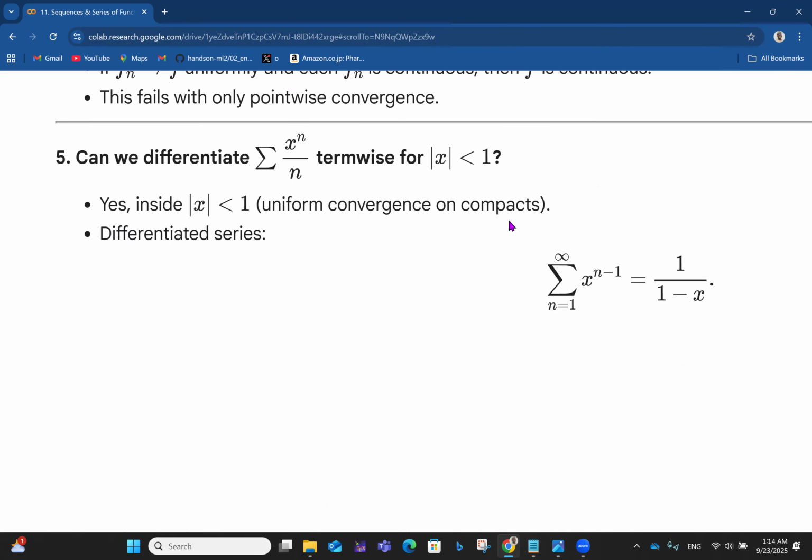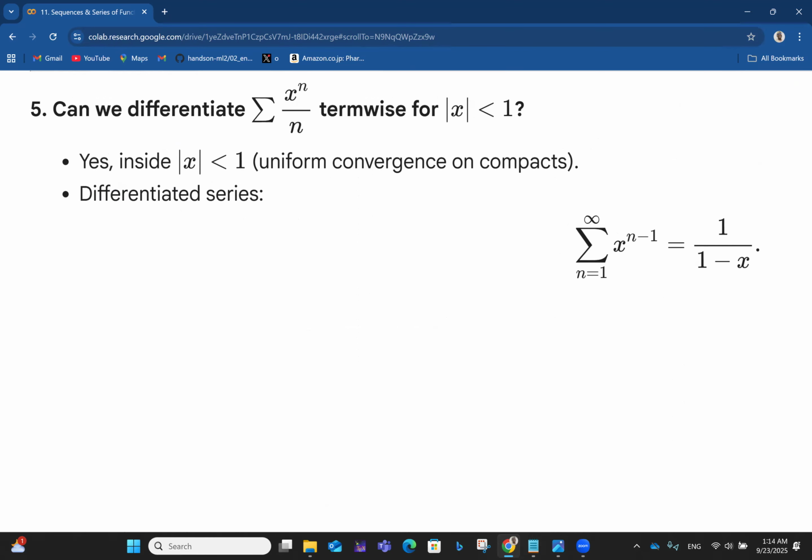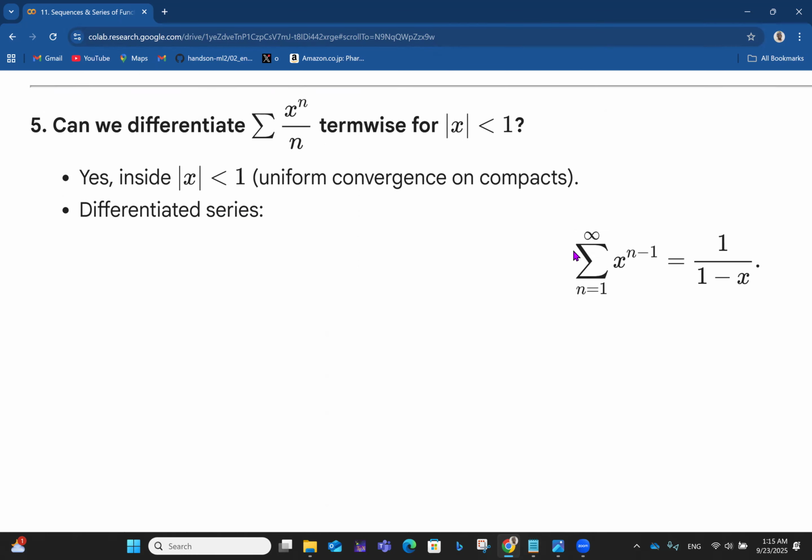And lastly, the question here is, can we differentiate the summation of x raised to n over n termwise for absolute value of x less than 1? The answer is yes. Inside the absolute value of x less than 1, you have uniform convergence on compact sets. So the differentiated series becomes the summation from n equals 1 to infinity of x raised to n minus 1, which is the same thing as 1 over 1 minus x. And that is the end of this very lengthy video on sequences and series, comparing pointwise and uniform convergence. So with this, I come to the end of this video.